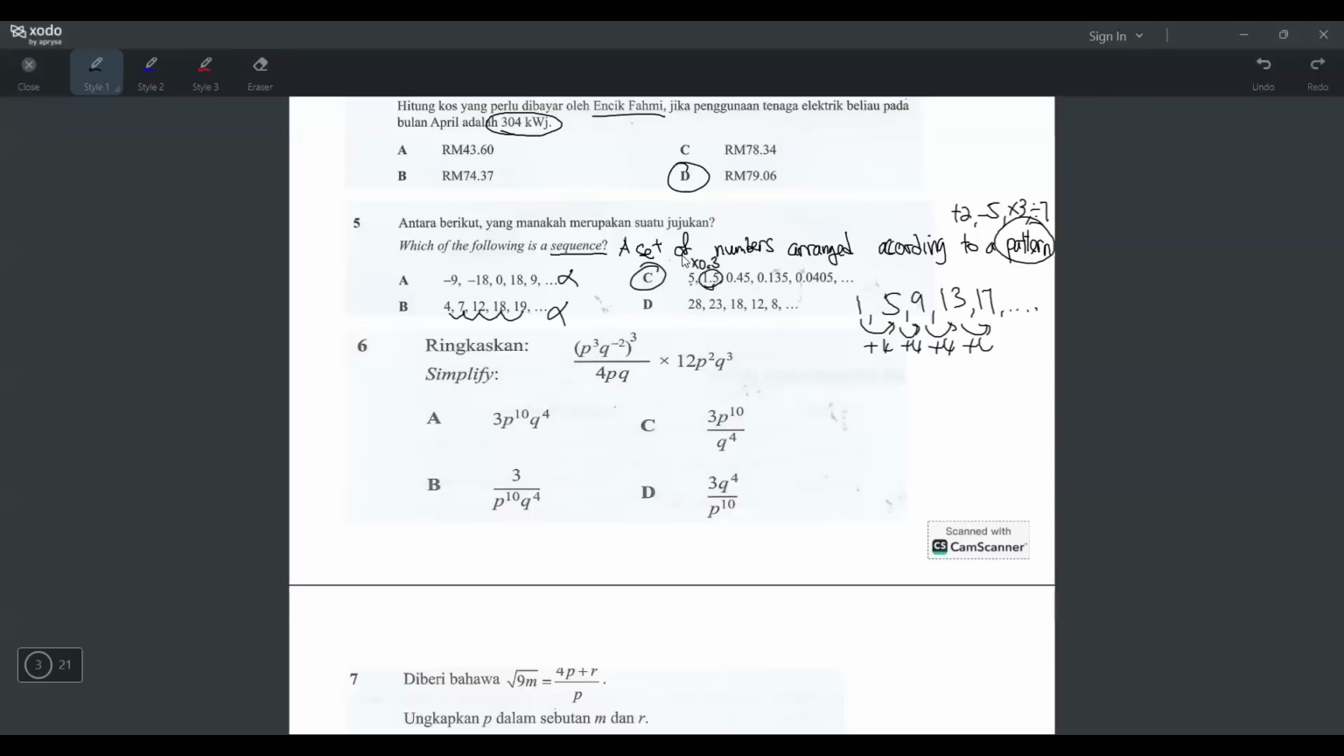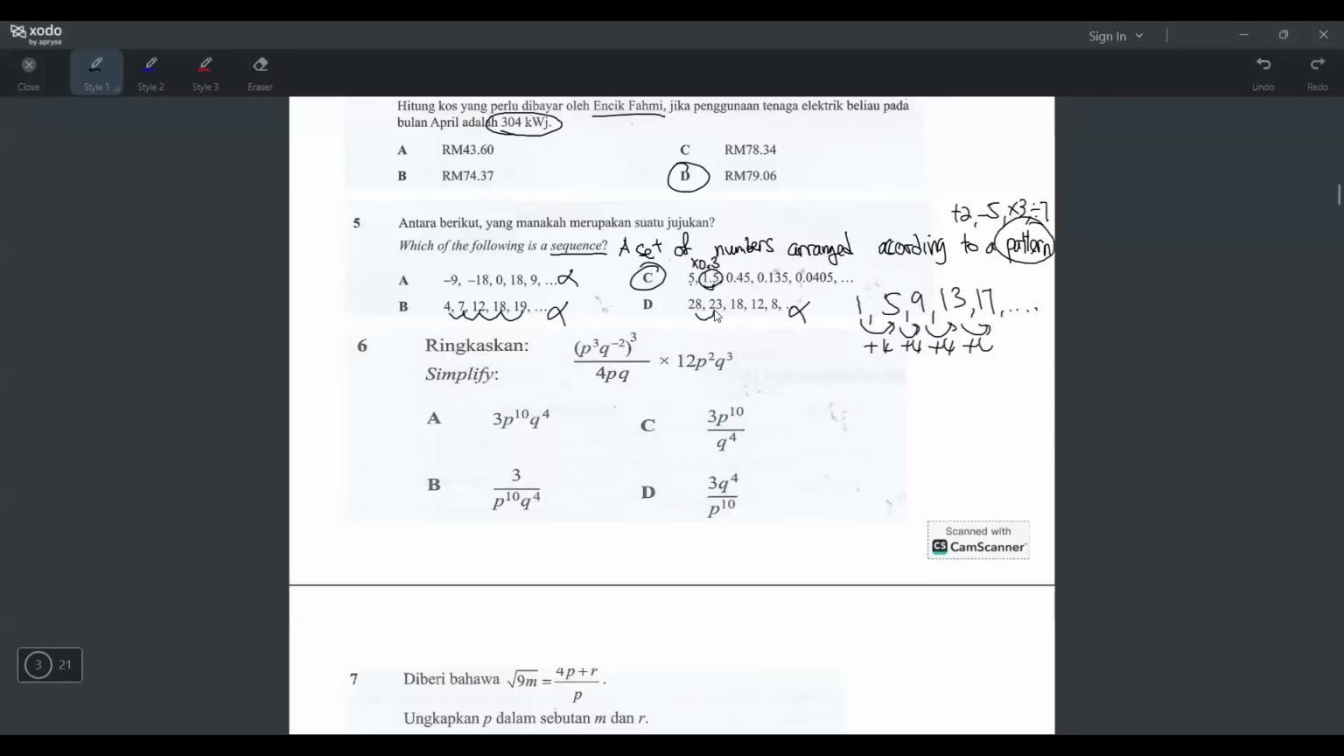I just try with my calculator. 1.5 times 0.3. So yeah lah, 0.45. And if you times 0.3 again, you will get 0.135, which is the next number. And if you do it again, you will get this also. So yeah, C is a sequence. Okay, C is the answer because C is the sequence, and the pattern of this sequence is times 0.3, right?